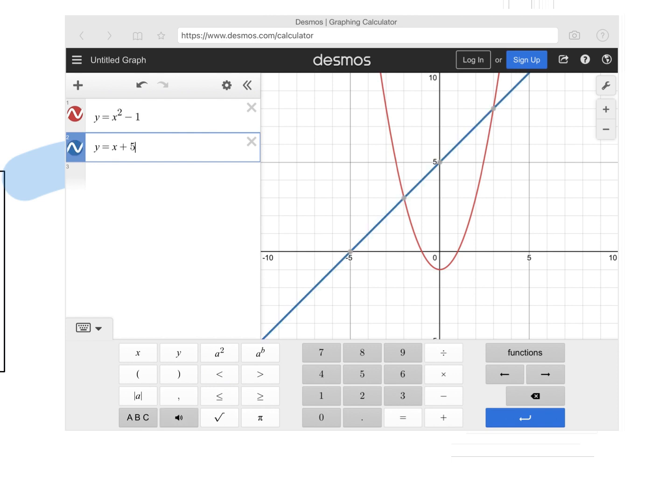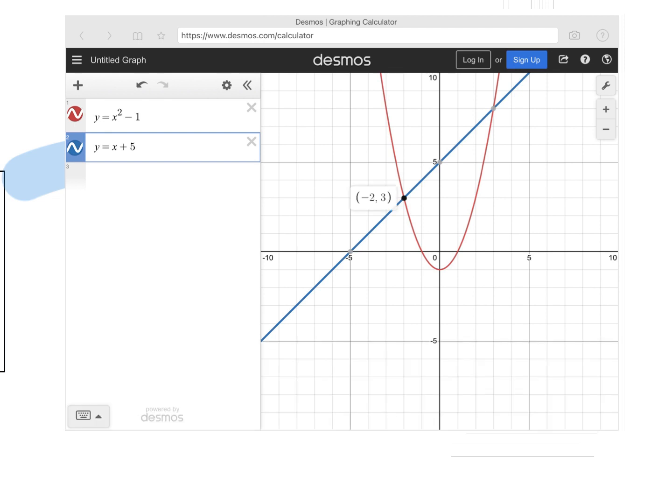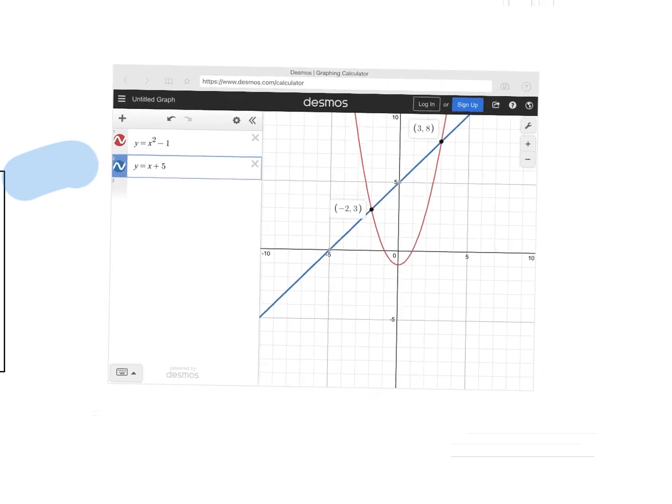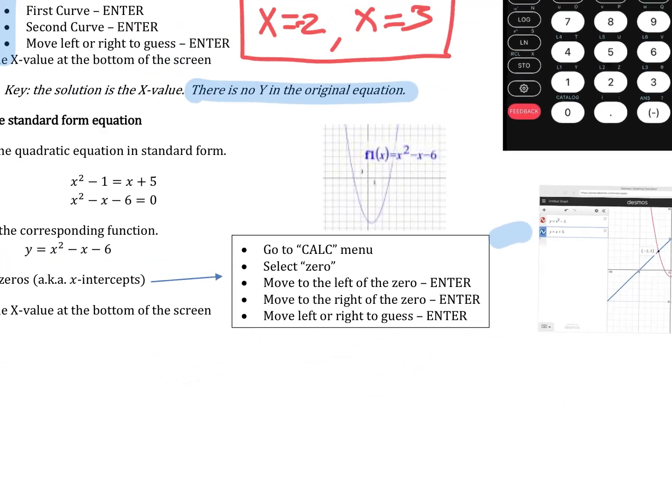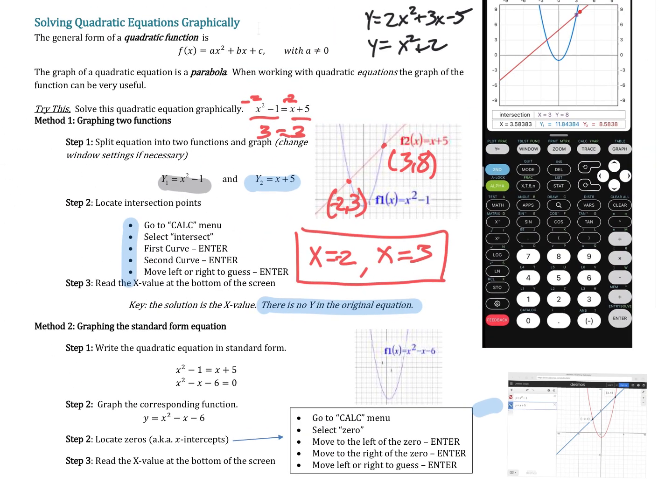Now to do that, on Desmos, all we got to do is click on the point. It's at negative 2, 3, and 3, 8. So it is pretty slick on the computer, or if you have the Desmos app for the Desmos graphing calculator. There they are. You found them, and you got your solution. All right. So that's pretty handy as well.